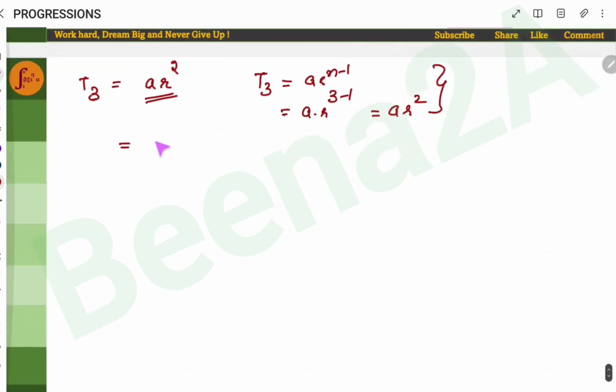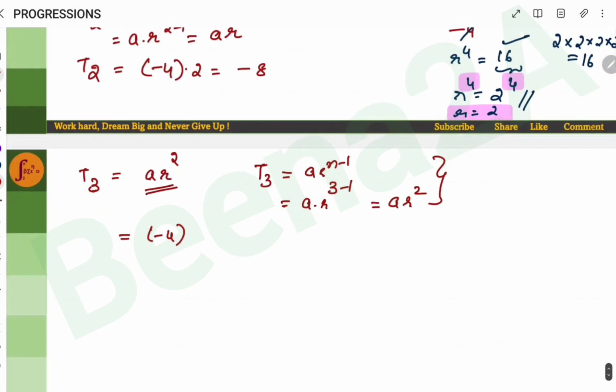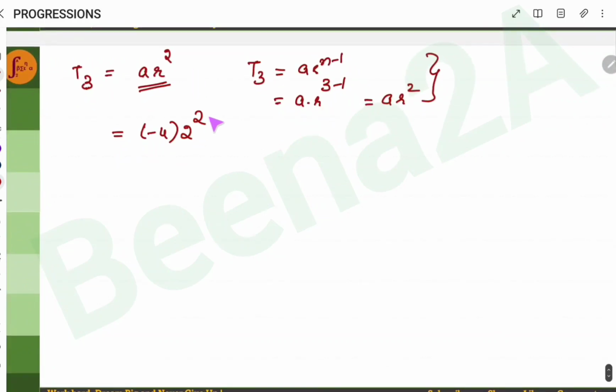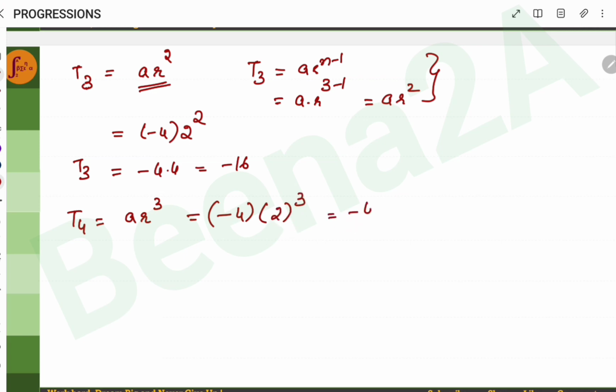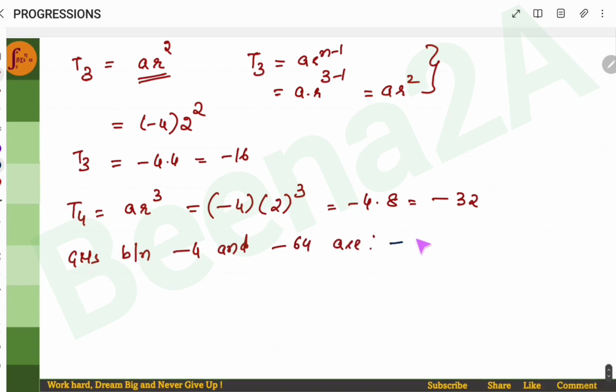So what is A here? Minus 4. The common ratio is 2, to the power 2. So we get minus 4 into 4, which is minus 16. Now we'll find the fourth term. The fourth term will be AR cubed. So minus 4 into 2 to the power 3, minus 4 into 8, which is minus 32. So the geometric means between minus 4 and minus 64 are minus 8, minus 16, minus 32.